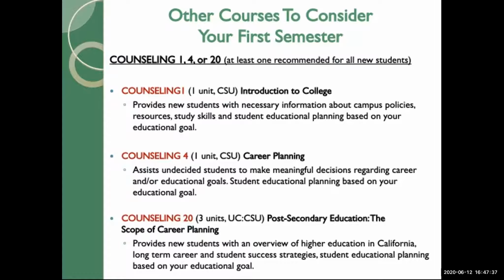And finally, there's Counseling 20, which we talked about meets CSU GE Area E. It's 3 units, and it's UC and CSU transferable. It's called Post-Secondary Education, the Scope of Career Planning. So this provides new students with an overview of higher education in California, long-term career and student success strategies, and student educational planning. Remember that every course in counseling, 1, 4, and 20, will have the completion of your CSEP by the end of the counseling course because it is taught by a counselor.